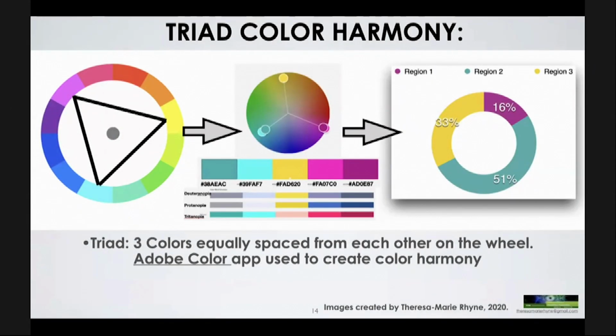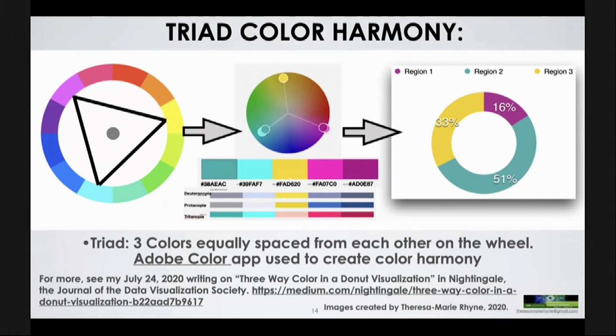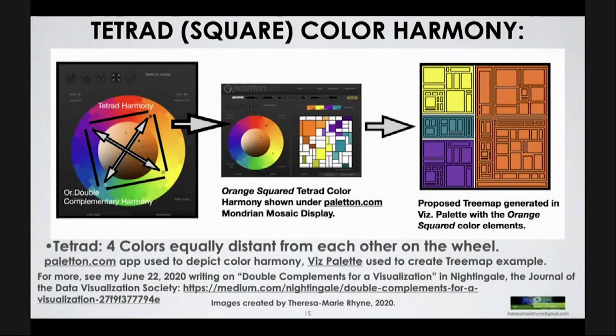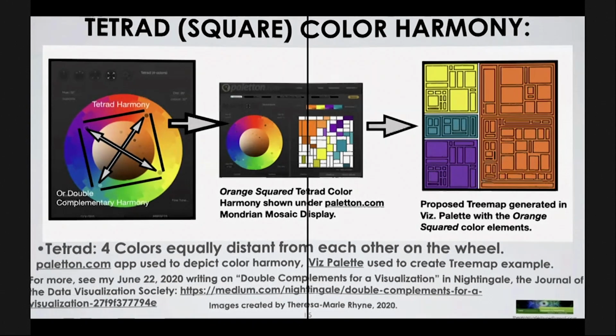Now, triad color harmony is three colors. Red, green, blue would be a triad color harmony, and they're equally spaced across the color wheel. As so would C and Y, the triad color harmony. Okay, and then we get the square color harmony where we have four colors. To many artists, and there may be some artists sitting in this room, that is called a double complementary harmony. So I've done this with this tree map.